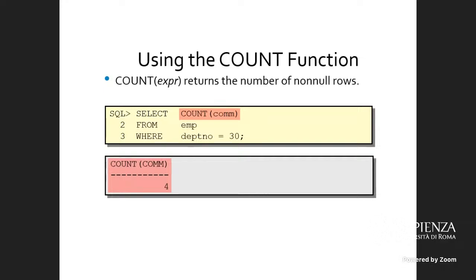We are saying, I want you to count commission inside the employees table, but only count where the department number is 30. This is what this statement is saying. Only count it where this department number is 30. Do not count it where this department number is more than 30.